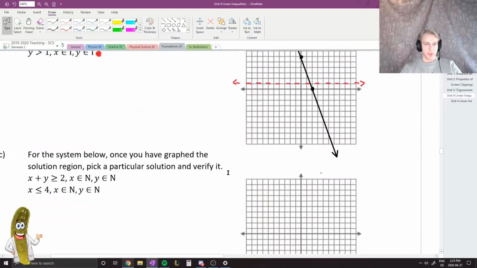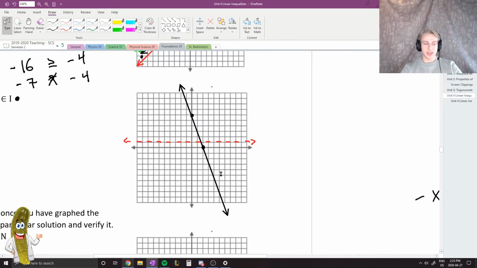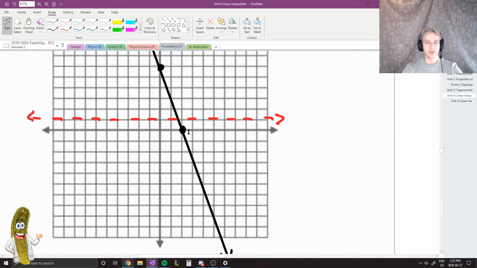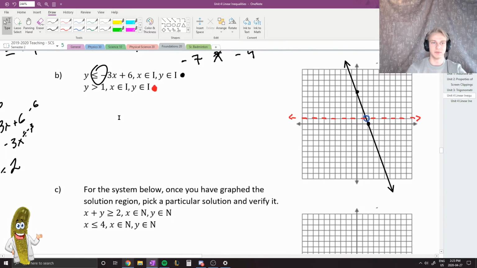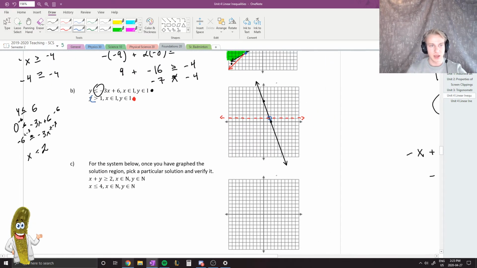Awesome. And what we want to do in this case is, because one of the graphs is not equal to, this point, our point of intersection, which I'll do in blue, needs to be drawn with a hollow dot, a dot that is not filled in, because this second equation here is not equal to, it's just greater than.